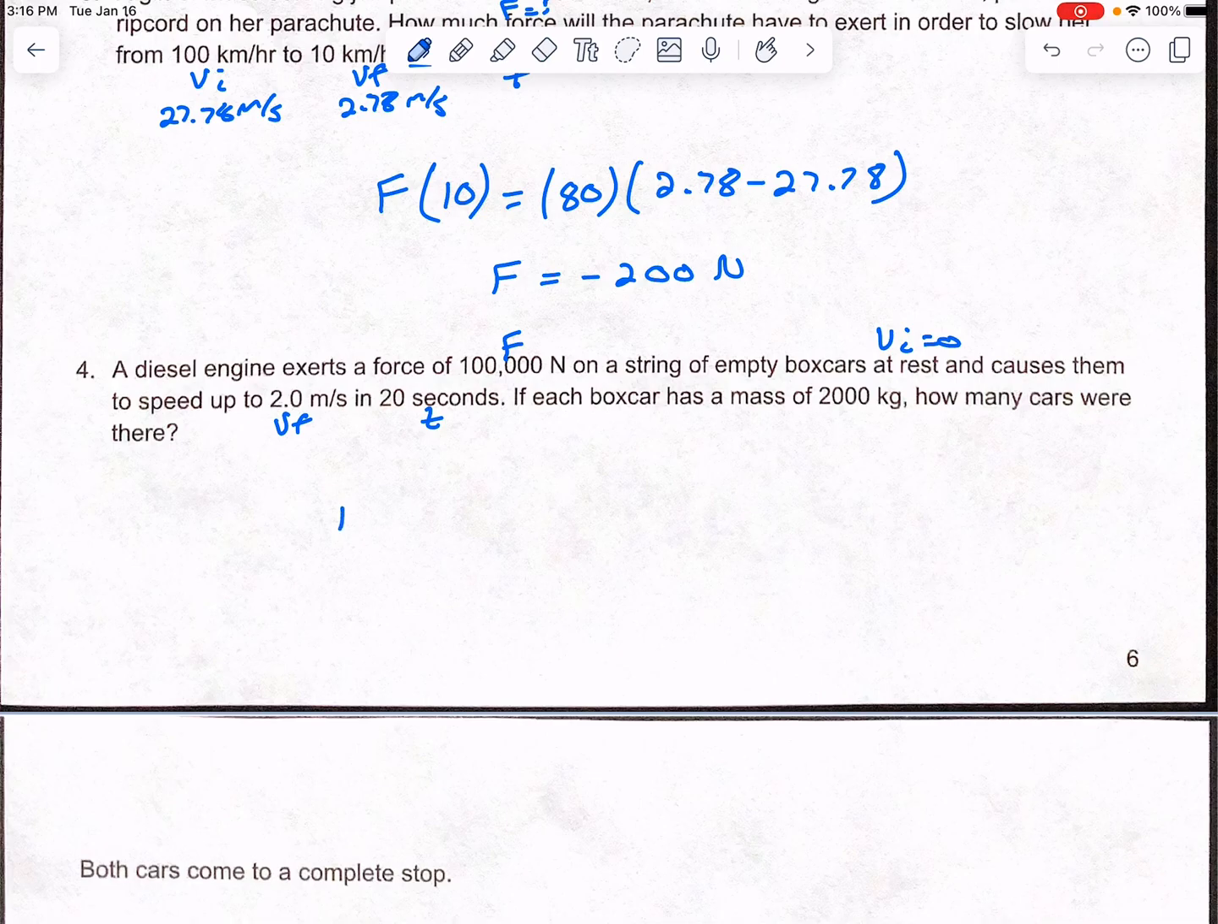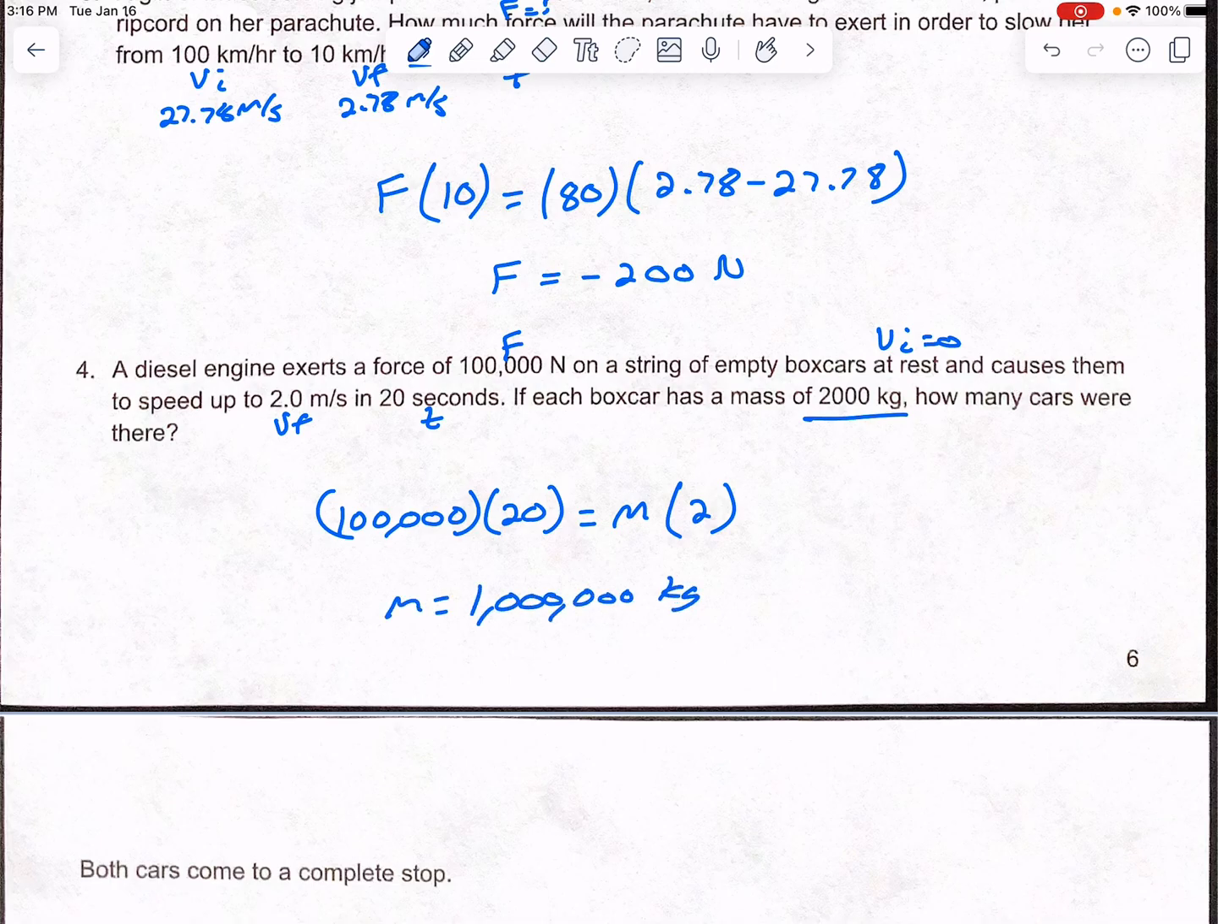Okay, so we have force, 100,000, times time, which is 20, equals mass. We do have a mass here, but that's not technically what it's asking for. We're looking for how many boxcars are actually on the train. So we need to figure out the mass of the train, so we need to find M. VF minus VI, so 2 minus 0 is 2, which is going to give you a mass of 1 million kilograms. Now we want to figure out how many boxcars there are, and each one weighs 2,000 kilograms, so divide this by 2,000, and you're going to get 500 cars as your answer.